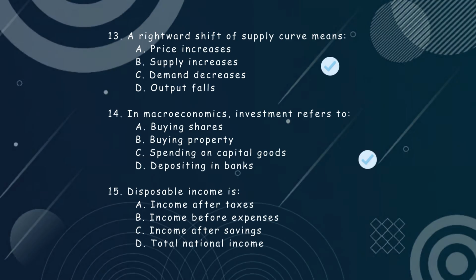Question number 15. Disposable income is: A. Income after taxes. B. Income before expenses. C. Income after savings. D. Total national income. Answer: A. Income after taxes.